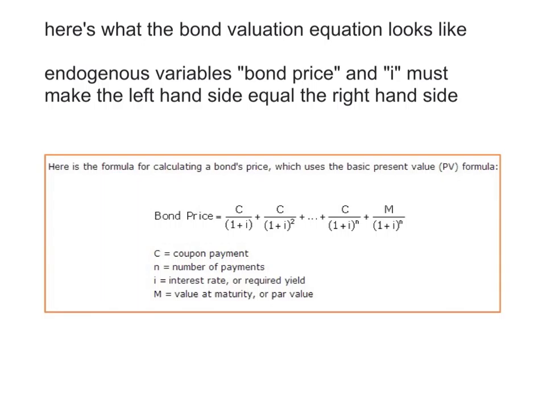Okay, so bond price comes out of the choices of buyers and sellers once they agree on an equilibrium P star. Right hand side, once we know P star, the C's are given, the M is given, the N, the maturity date, is given. So the only thing on the right hand side that is free to adjust to make the left hand side and the right hand side equal is I. So tell me the bond price. I plug in the formula into my calculator and I know what I must be. So we've solved the equation.